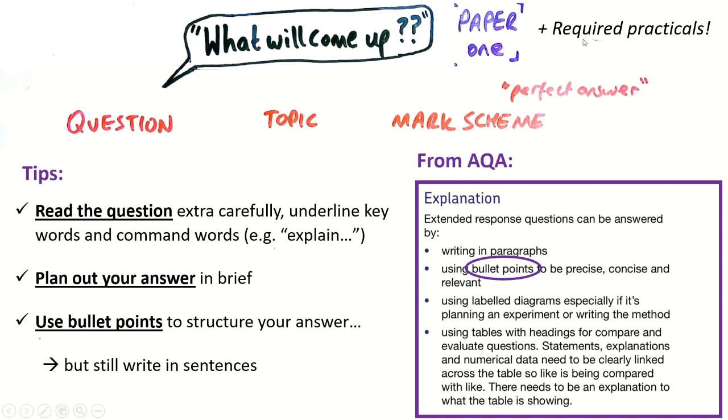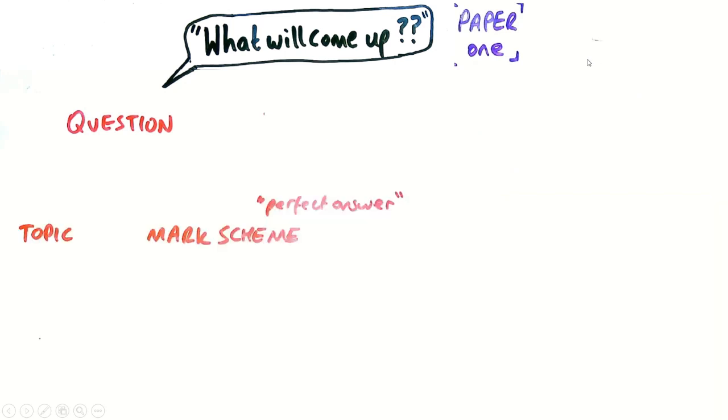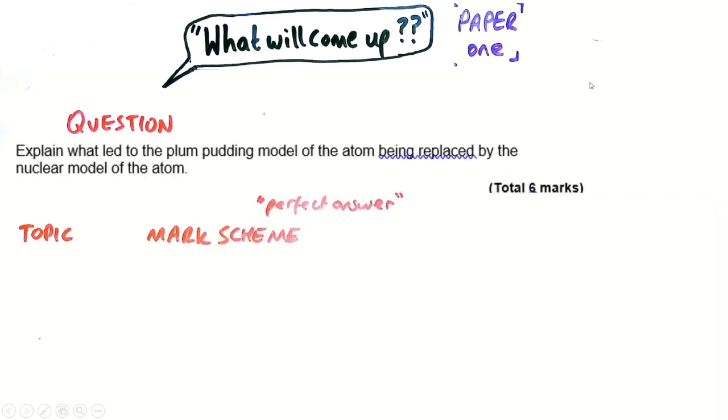So the first question we're going to look at is to do with atomic models. So this question says, explain what led to the plum-pudding model of the atom being replaced by the nuclear model of the atom. So we've got 2 things to talk about, and there's also an explain. So we've got to talk about why one thing was replaced by the other.